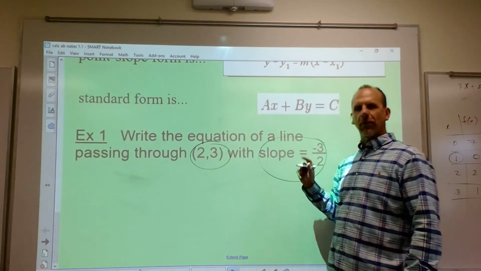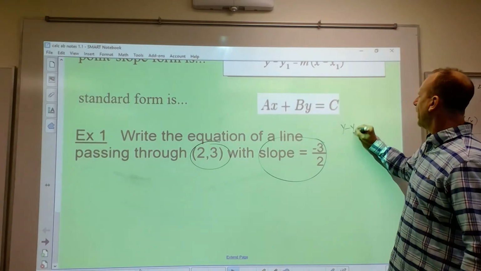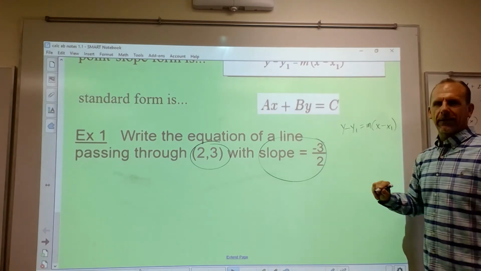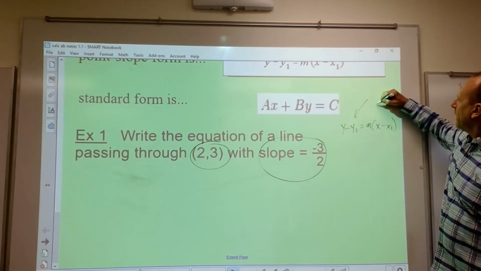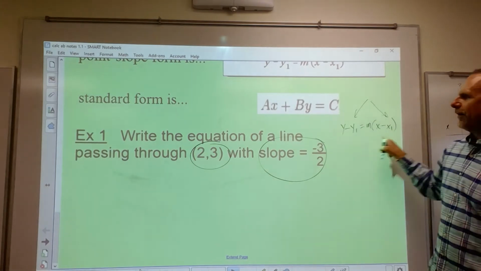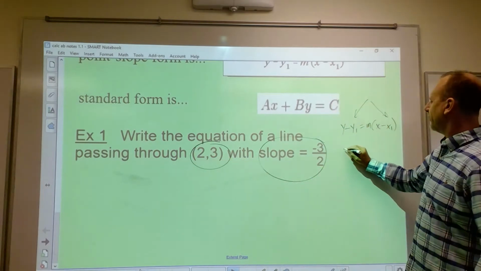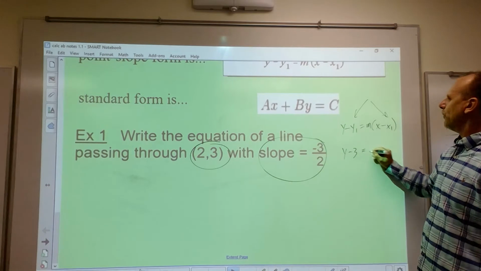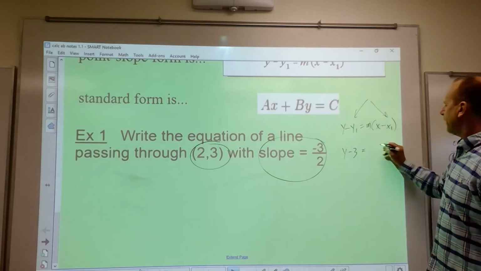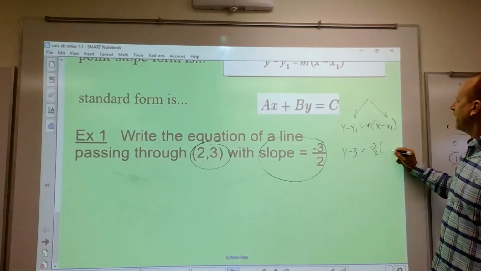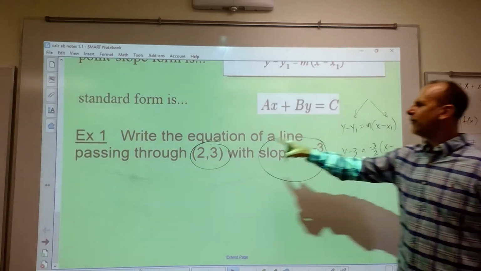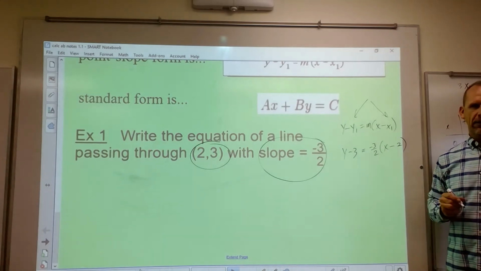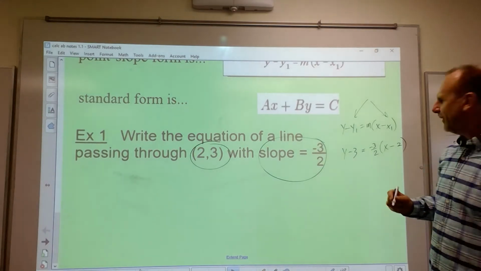Here's a point, here's a slope. Point slope form is y minus y1 equals m times x minus x1. So this is your x and y coordinates of your point right there. So this would be y minus the y coordinate, 3, equals the slope, negative 3/2, times x minus the x coordinate, 2. Done. That's it. Stop. Don't go any further. Oops, I went off the screen there.